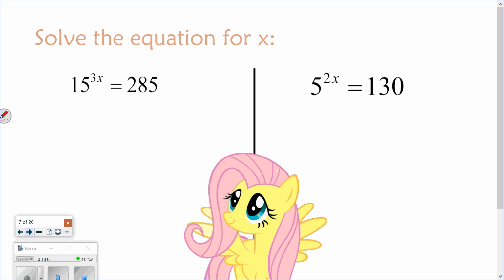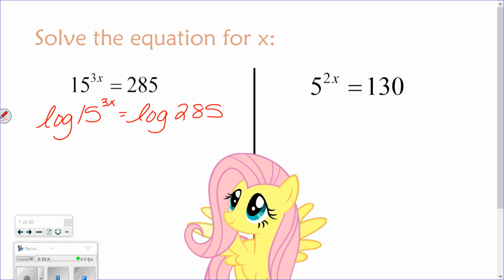So 15 to the 3x equals 285. I can't rewrite that to the same base. So since I can't, we're going to take the log of both sides. So the log of 15 to the 3x equals log of 285.